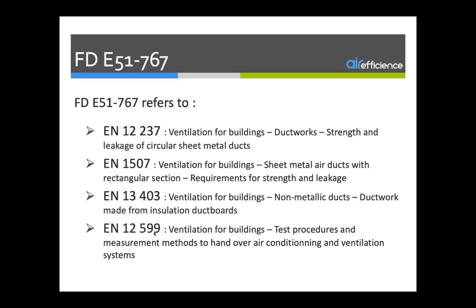10507 for sheet metal air duct with rectangular section. 13503 for non-metallic duct made from insulation ductwork, and 12599 for test procedure and measurement method to hand over air conditioning and ventilation system that Frank has presented earlier.